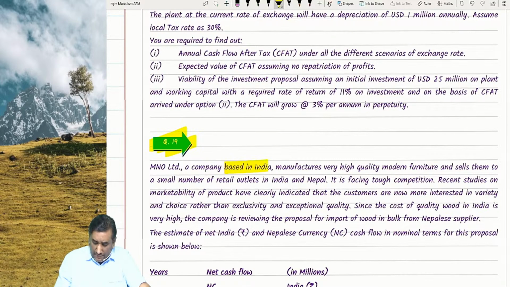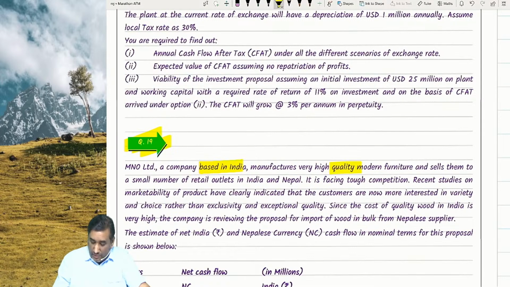MNO, a company based in India, manufactures very high quality modern furniture and sells them to a small number of retail outlets in India and Nepal. It is facing tough competition. Recent studies on the marketability of the product have clearly indicated that customers are now more interested in variety and choice rather than exclusivity and exceptional quality.